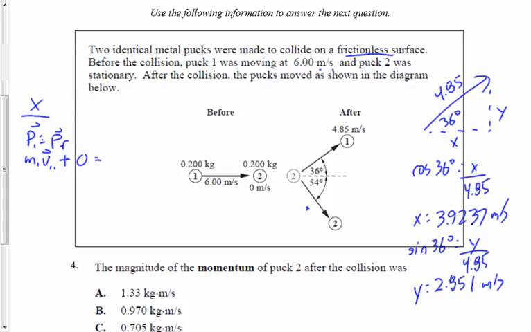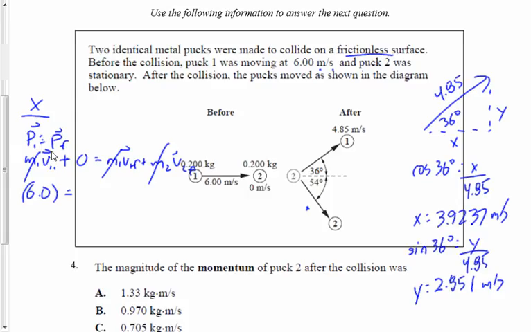Equals M1 V1F plus M2 V2F. I see a little bit of good news here. What's going to save a little bit of work for me? Mass 1 is 0.2 kilograms. Mass 2 is? So that means the masses can cancel, right? Because they're all the same. Doesn't happen often, but it does. 6.00 equals V1F.